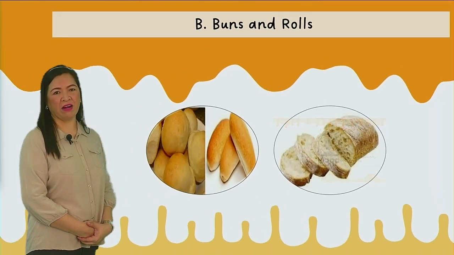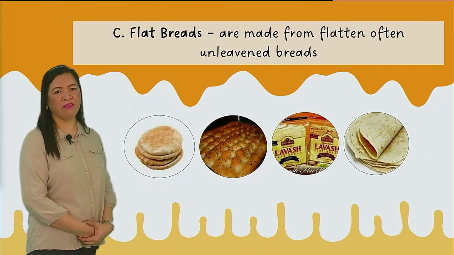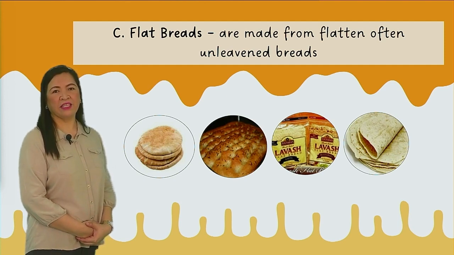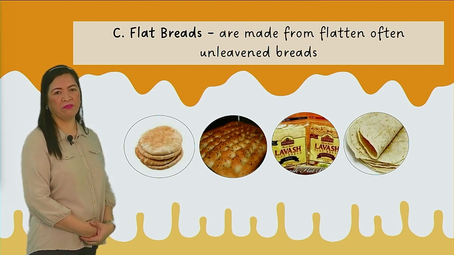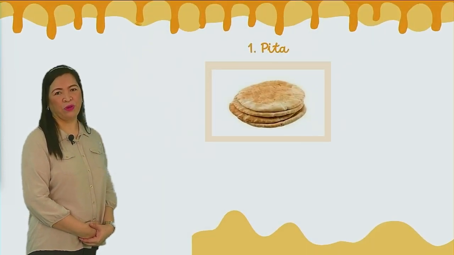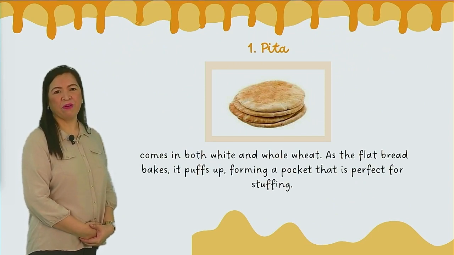Next type are flatbreads. These are made from flattened, open unleavened breads. The different kinds of flatbreads are, first is pita, which comes in both white and whole wheat. As the flatbread bakes, it puffs up, forming a packet that is perfect for stuffing.